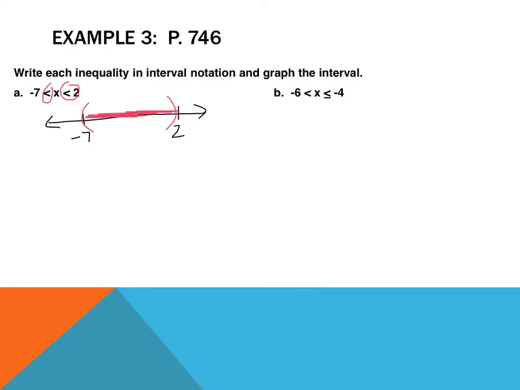The reason is, if you read x is greater than -7, greater is this direction, and x is less than 2, less than is this direction. So it goes through everything between those two. Then interval notation would be just what the graph shows me, -7 to 2.